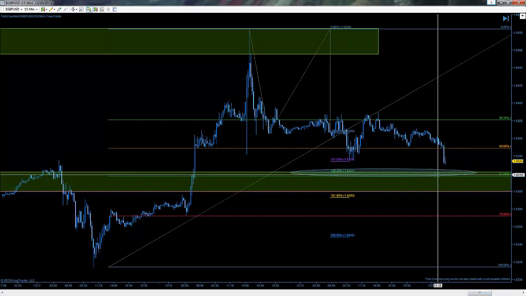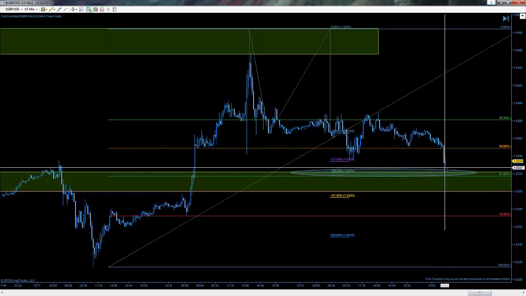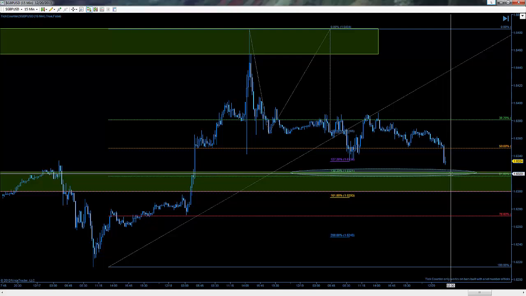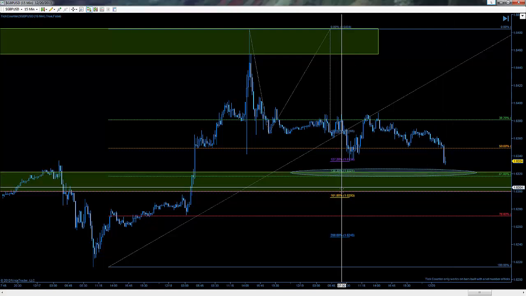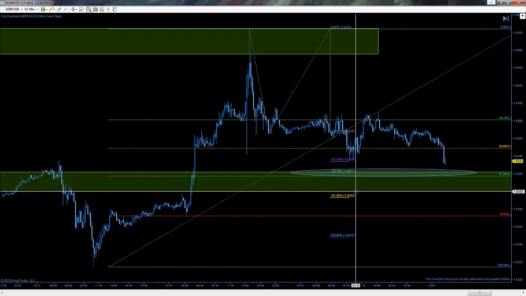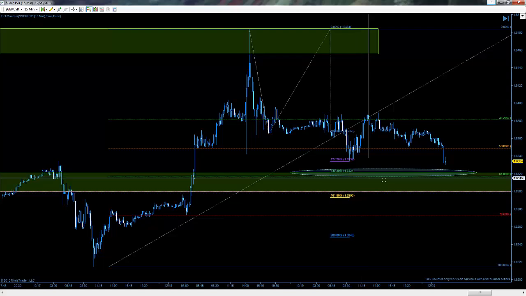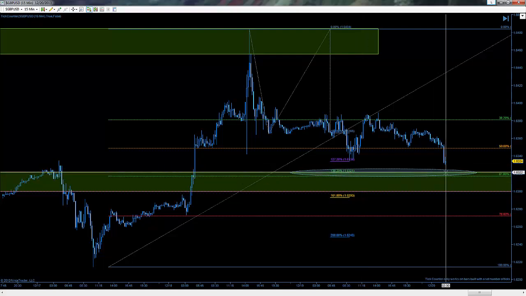So here's a little show of strength here. Now price is trying to make a better commitment to make it into our area of exhaustion. The 138, the 161. We do have a round number. We have the 618, which is the golden ratio. So my particular area of interest is right here.